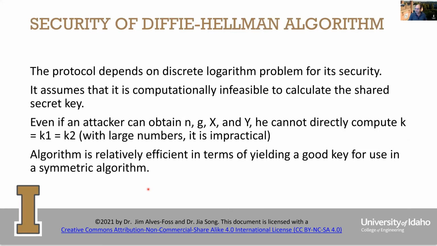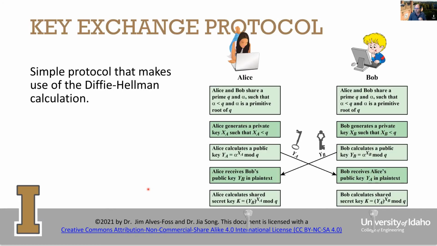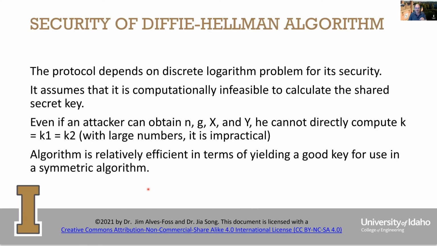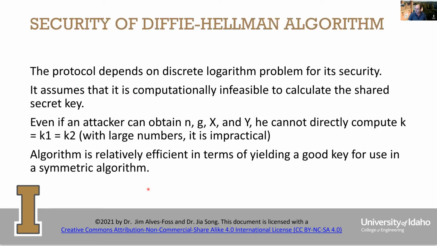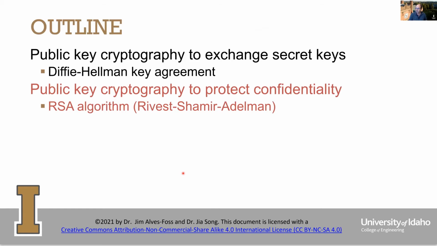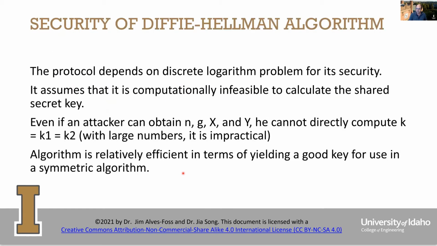Okay. Like I said, it's hard because the attacker can't just take these generated values and reverse this process, even knowing N and G. It's just really hard. Okay. The other thing the attacker can't do easily is take these two values, X and Y.